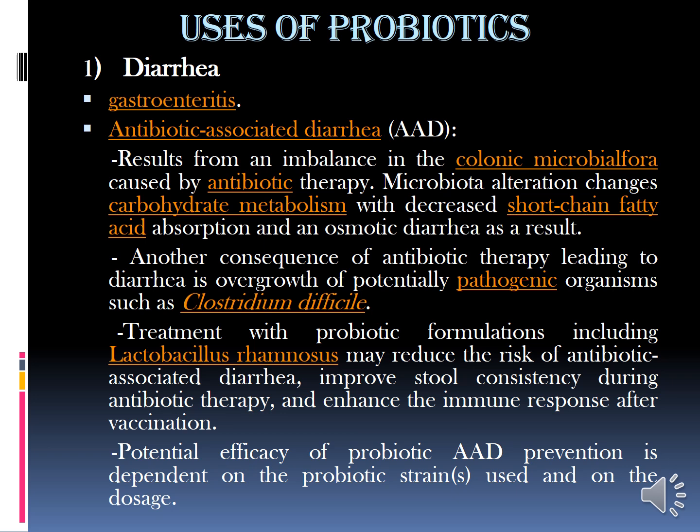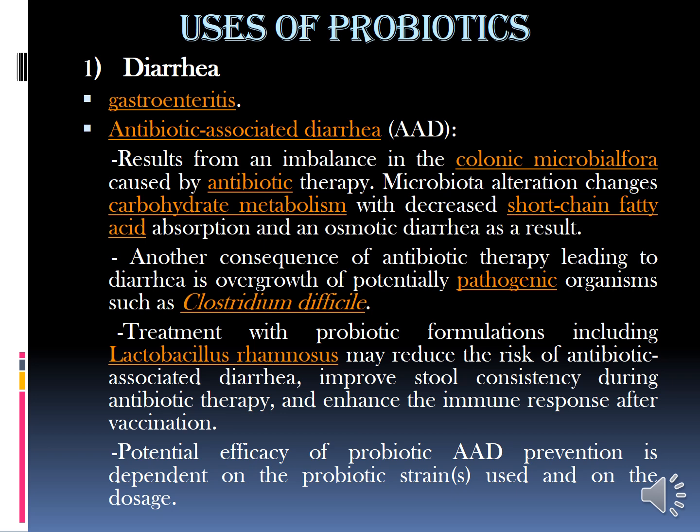Uses of probiotics. First is diarrhea. In gastroenteritis and antibiotic-associated diarrhea, there is an imbalance of the colonic microflora, which is replaced due to antibiotic-induced bacterial death. Microbiota alteration changes carbohydrate metabolism and decreases short chain fatty acid absorption, and osmotic diarrhea results. A consequence of antimicrobial therapy, which leads to diarrhea, is overgrowth of potentially pathogenic organisms such as Clostridium difficile.